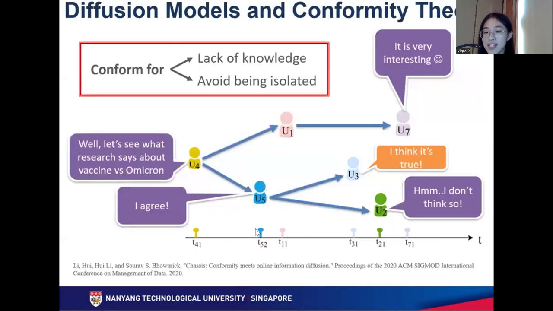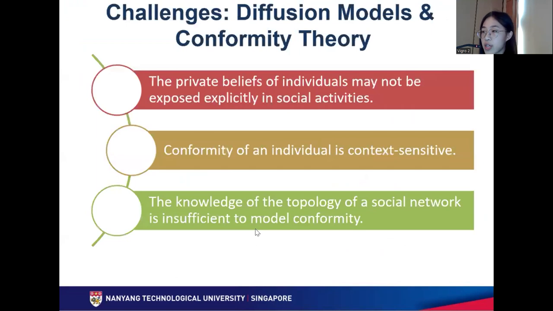Just a review of the theories of information diffusion. People will conform to others' opinions because they may lack basic knowledge, and they may also do so to avoid being isolated. But modeling such human thinking or behaviors is very difficult. Here are at least three challenges that the modeling will face.